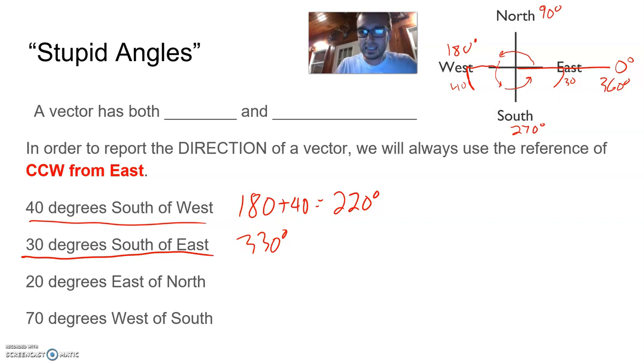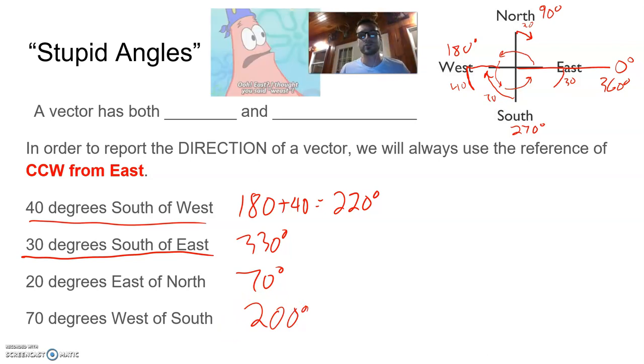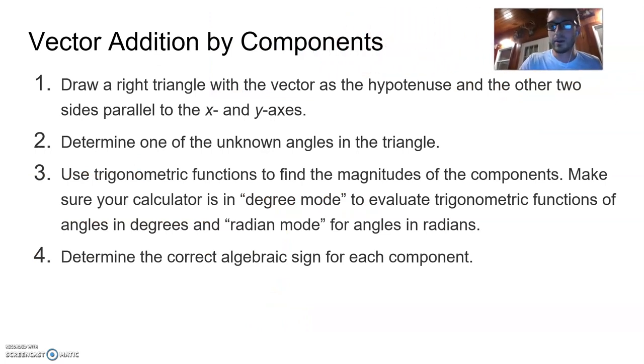How about 20 degrees east of north? Why do they have to define it like that? But sometimes they do. That means you start from north and you go 20 degrees this way. If I go 20 degrees that way and north is 90, that would be 70 degrees. And then 70 degrees west of south. I've got to go 70 degrees west of south. If south is 270 and I go 70 degrees west of south, then I'm at an angle of 200 degrees. So keep an eye out for these stupid angles, I call them. I'm always frustrated by the way that they define them. So keep that in mind as a strategy.